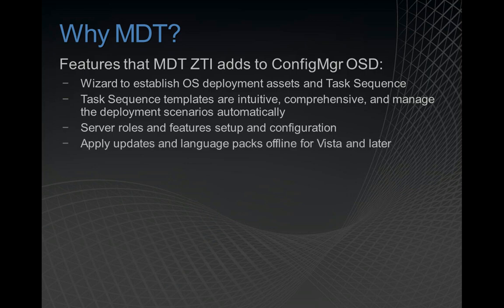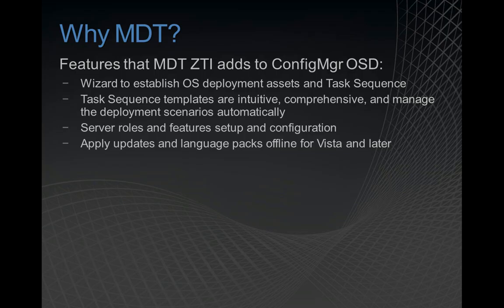One of my favorite features of MDT is it makes applying updates offline for Windows Vista, Windows 7, Server 2008, and R2 very simple. Patching an OS offline has a number of advantages. For one, the operating system being deployed is never exposed to the network unpatched and vulnerable. Another is that updates applied offline usually complete much faster than they would online when there's other activity occurring on the system.